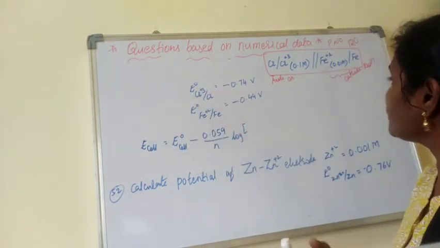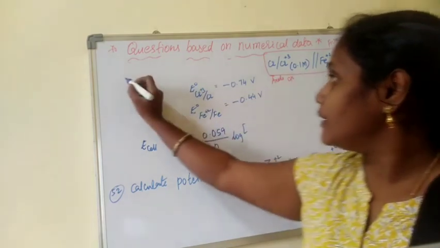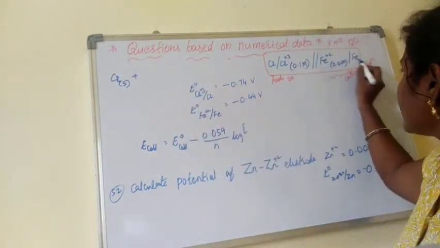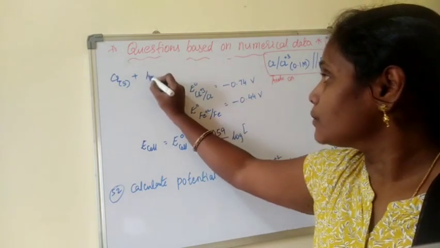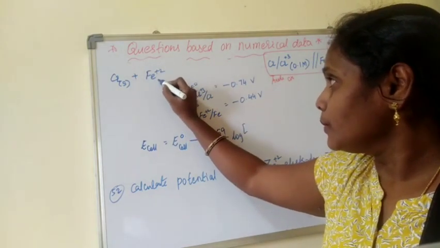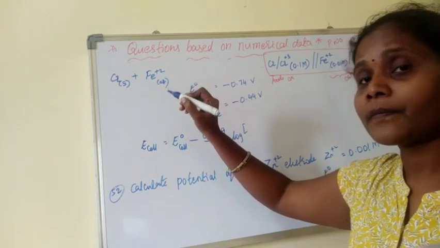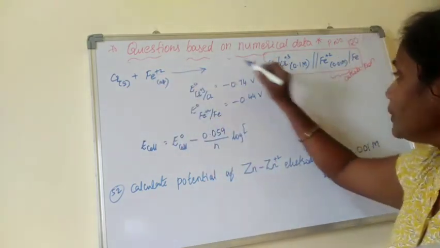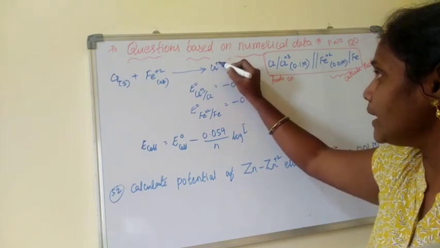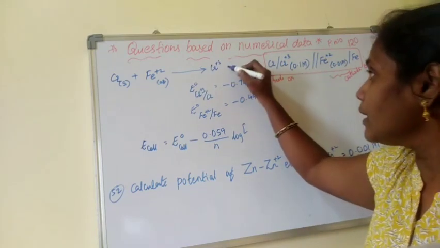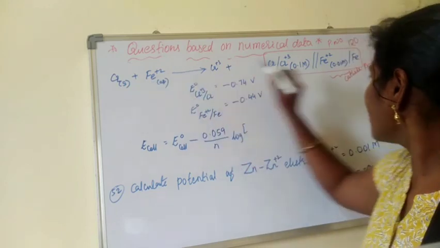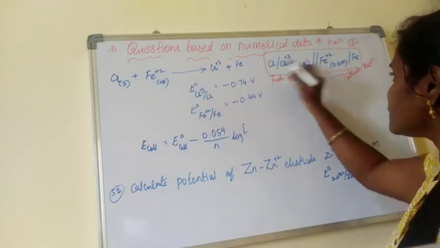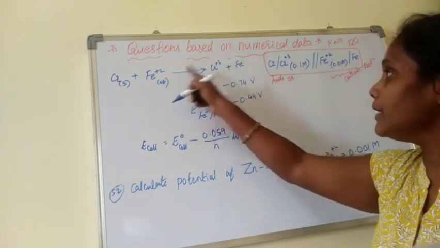What is happening? Chromium will be the starting material, right? So chromium solid, plus, what is the other starting material? Iron. So iron plus 2 aqueous is converting into, chromium is converting into what? Chromium plus 3. I am taking full help from my galvanic cell only. Then iron plus 2 is converting into iron. So from the reactants and products I have written the equation.